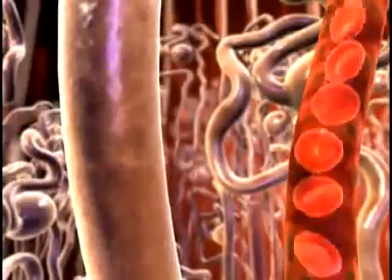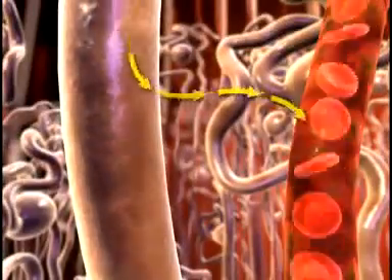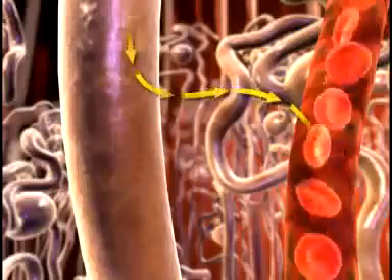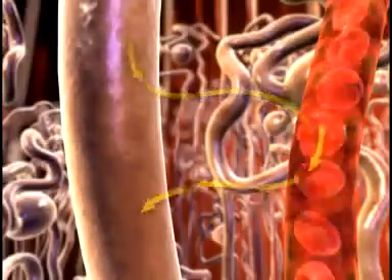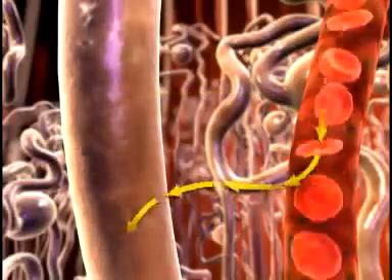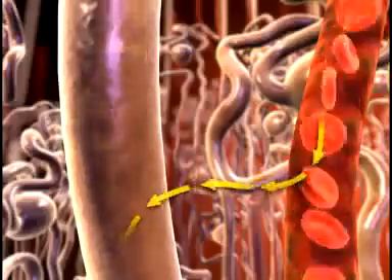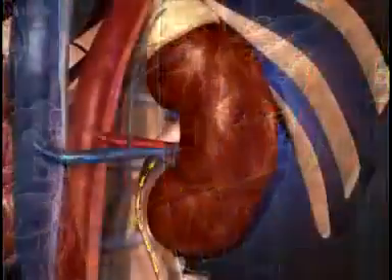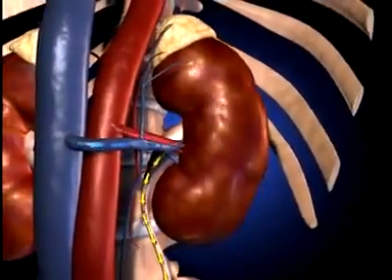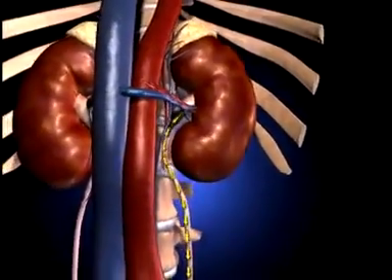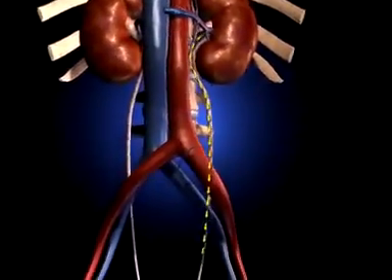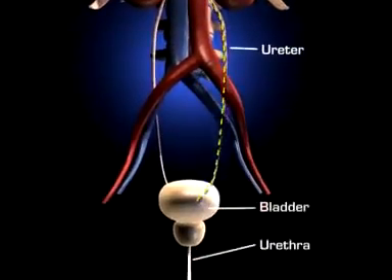Here, through tubular reabsorption, electrolytes and nutrients move from the filtrate back into the bloodstream. Here also, through tubular secretion, substances move from the peritubular capillaries into the urine filtrate. The filtrate concentrates in the collecting tubules, then finds its way to the renal pelvis, where it is directed to the ureter, the bladder, and the urethra for elimination.